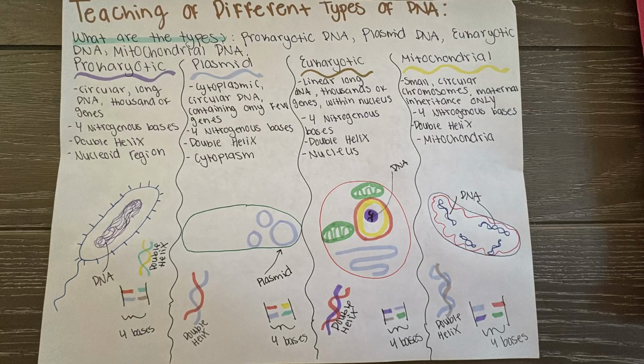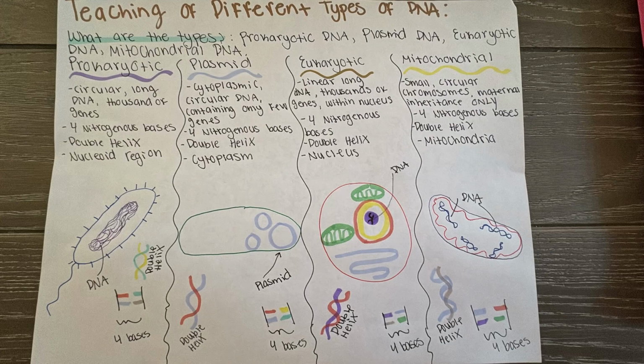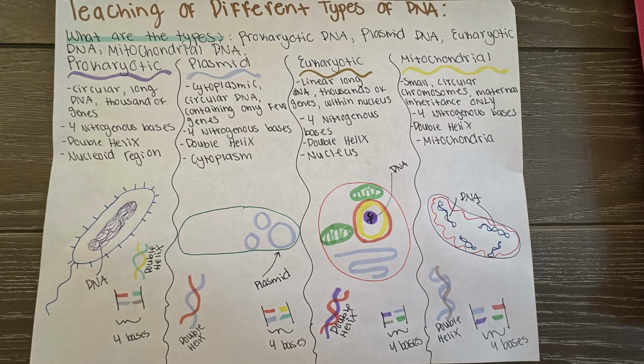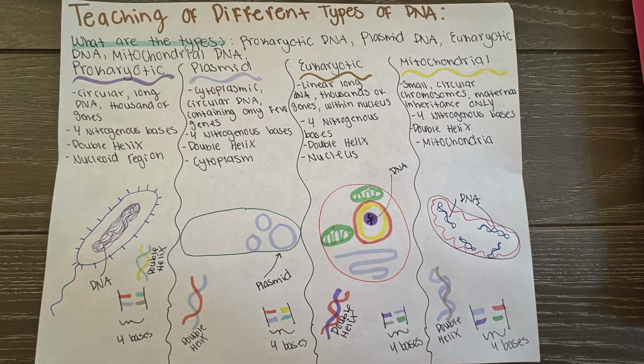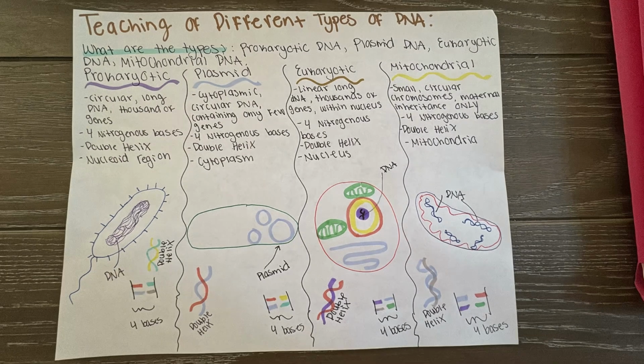What are the different types of DNA? The different types of DNA are prokaryotic DNA, plasmid DNA, eukaryotic DNA, and mitochondrial DNA. Prokaryotic DNA is circular, long DNA with thousands of genes. It has 4 nitrogenous bases, a double helix, and is in the nucleoid region.